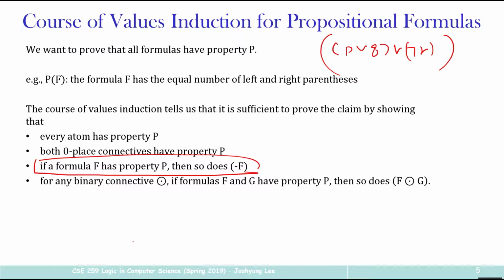So the first thing is, if you want to show any property for any formula, you have to show that this property holds for the atom P and for the zero-place connectives. And if you have other things like the binary connectives, conjunction and disjunction, you have to use the third and fourth cases. Now, in these cases, you have an induction hypothesis that the formula F has the property P, or formula G has the property P. Using this, you're proving the same property for the next formula, which is not F, or the formula F and G.